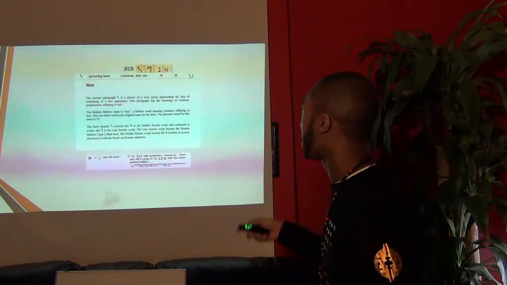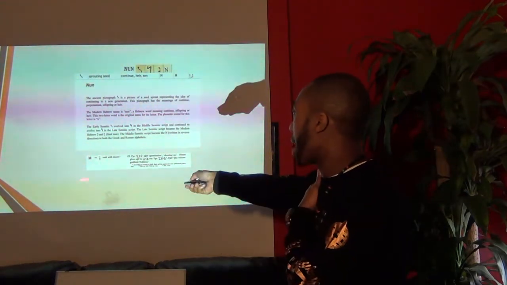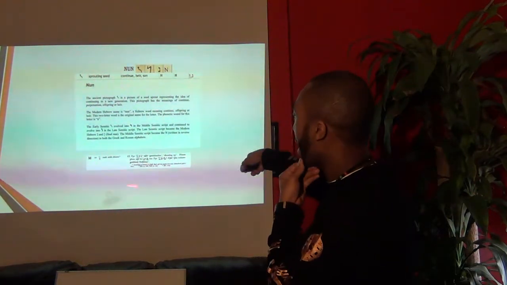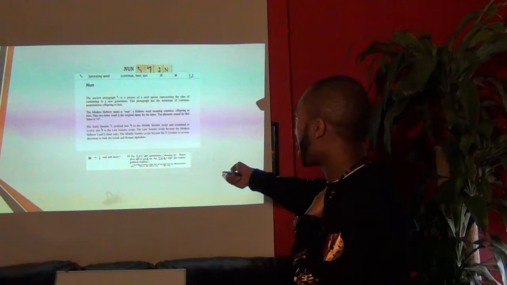The phonetic sound for this is the letter N. And if you look at M22, it's a rush which shoots. That is the closest I was able to find in regards to the Kemetic Medunetia, alright?